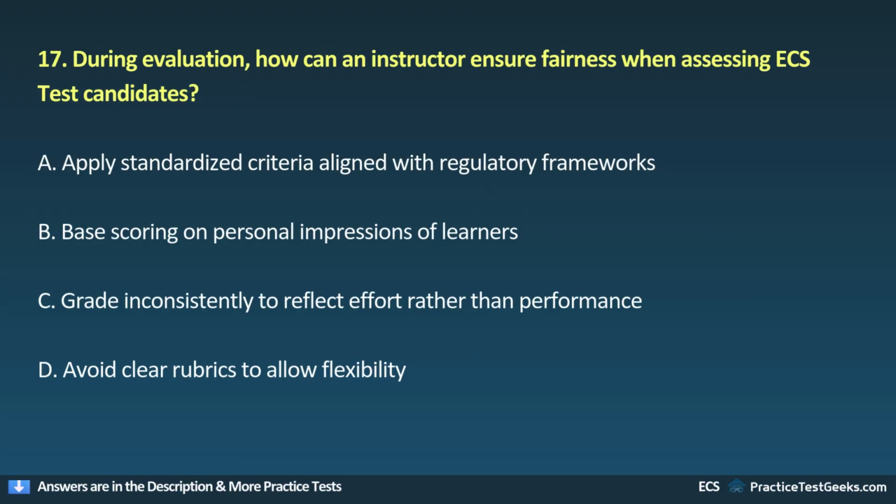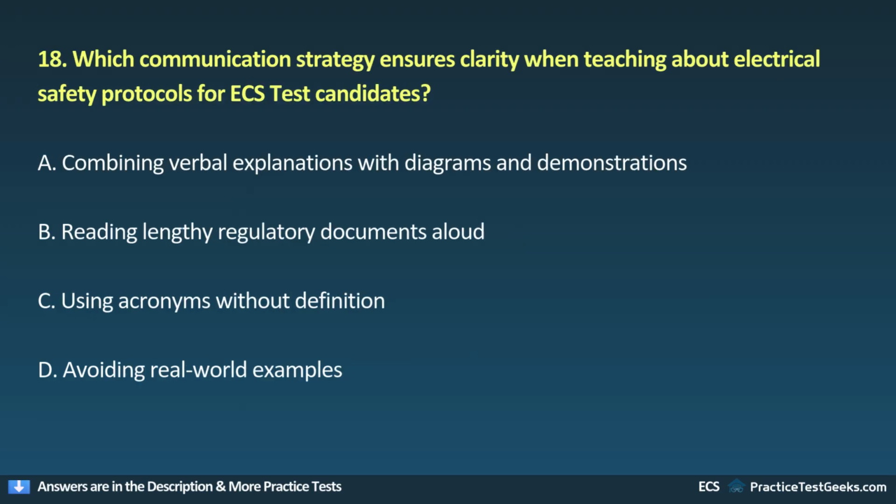17. During evaluation, how can an instructor ensure fairness when assessing ECS test candidates? A. Apply standardized criteria aligned with regulatory frameworks. B. Scoring on personal impressions of learners. C. Grade inconsistently to reflect effort rather than performance. D. Avoid clear rubrics to allow flexibility.